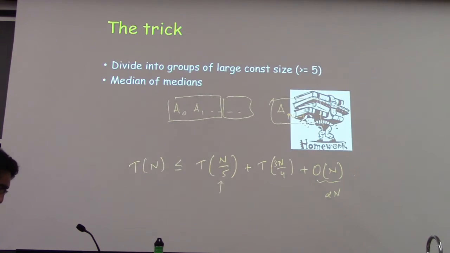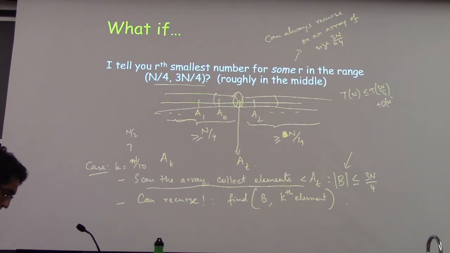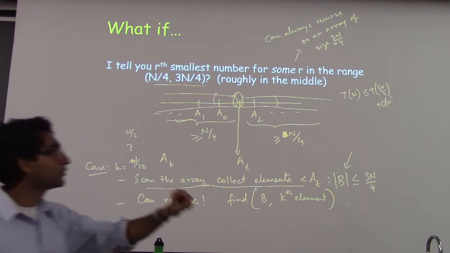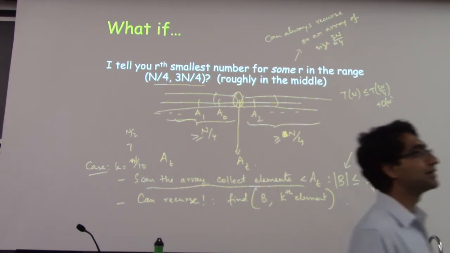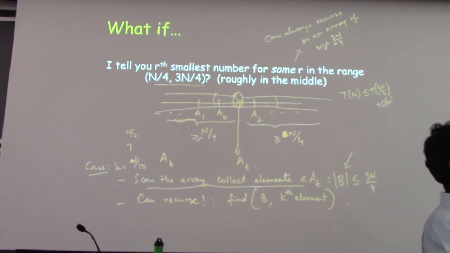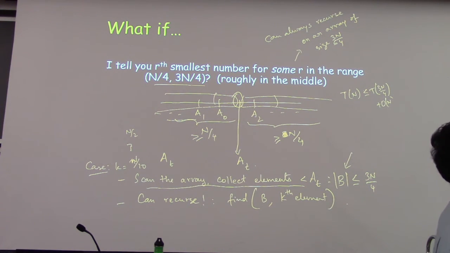So this was, I told you in this thing that suppose I tell you the rth smallest element for r in that interval. Okay. Are we guaranteed though that it's going to be that interval? So the proof that you will do in your homework will guarantee you that after t of n over 5 steps, you will come up with some element that's guaranteed to be the rth element for r in this range.